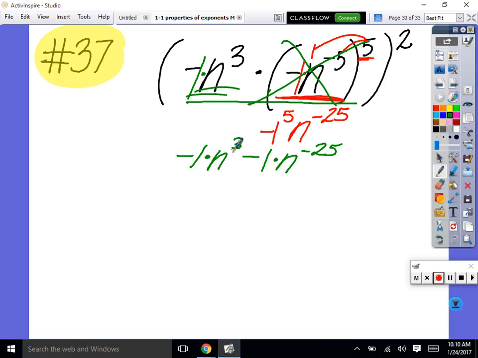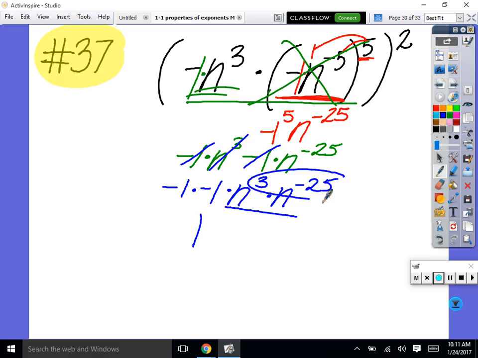So now remember, it's always smart to reorder it. So we have -1 times -1, times n to the 3rd times n to the -25. -1 times -1 is +1. And then when you multiply, you add. So -25 plus 3: 25, 24, 23, 22. -22. Oops. So we have n to the -22.